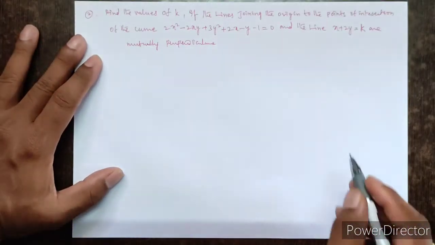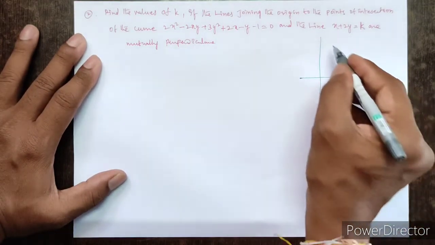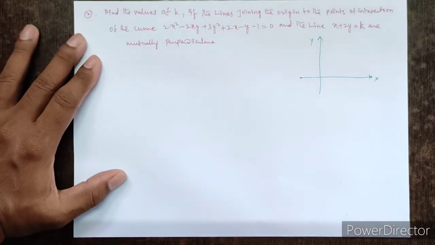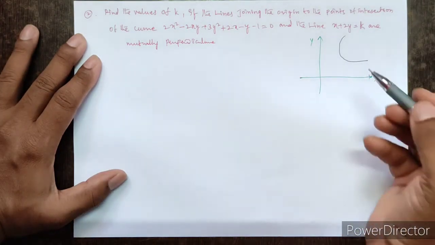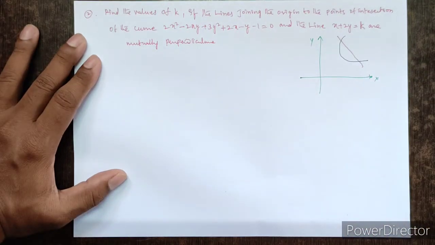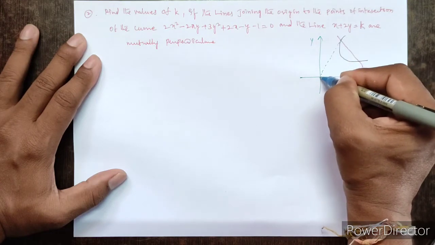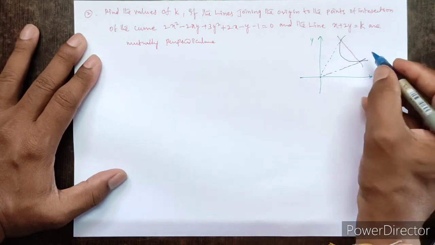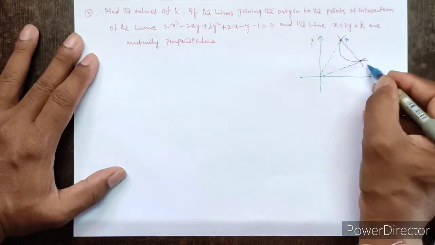The figure is same like that. X axis, y axis, this is the given curve, this is the given line, the pair of lines are passing through origin, and these are the points of intersection A and B.